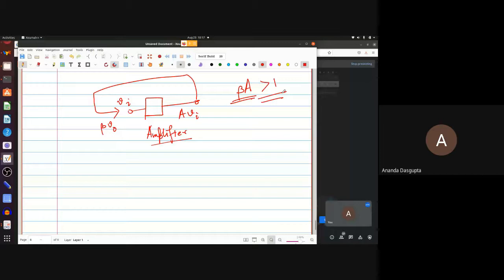Now, that's one part. The other part is this beta A has to be exactly real. That is, the imaginary part of beta A has to be exactly 0. In other words, the output has to be fed back to the input, but it has to be exactly in phase with the input. If it is not in phase with the input, then it's ultimately going to destroy the input. This is basically destructive interference, which happens in optics, the same thing. It has to be exactly in phase.